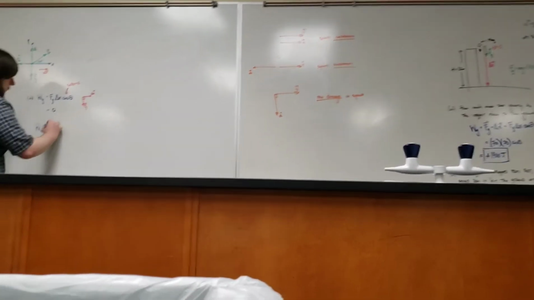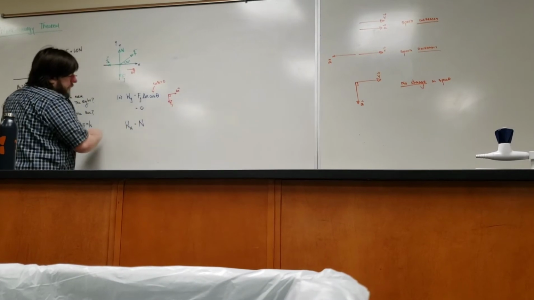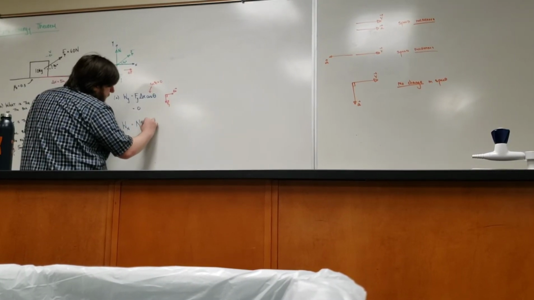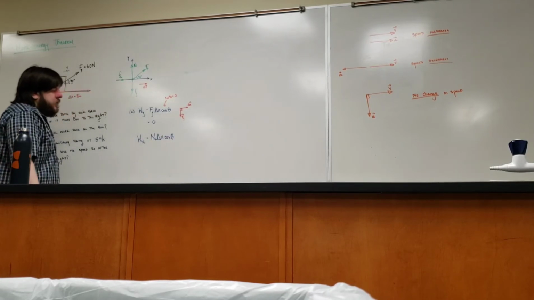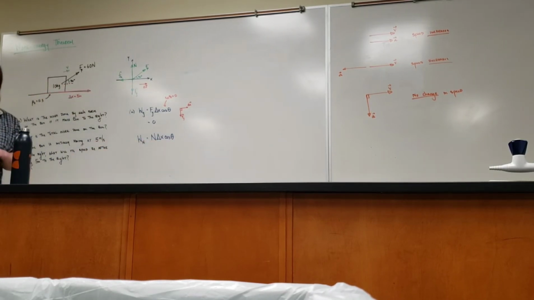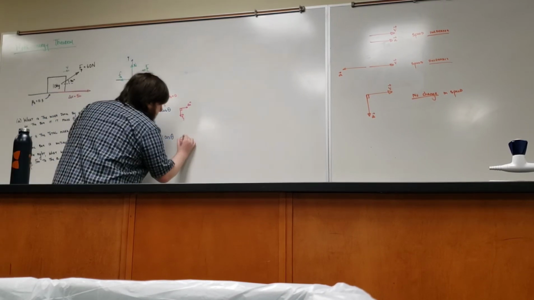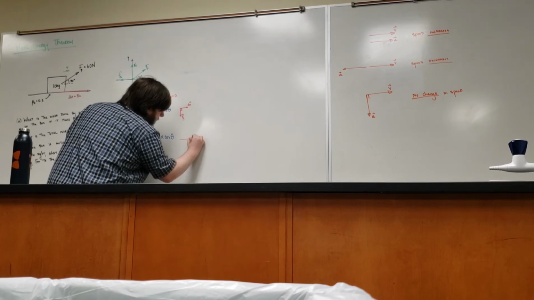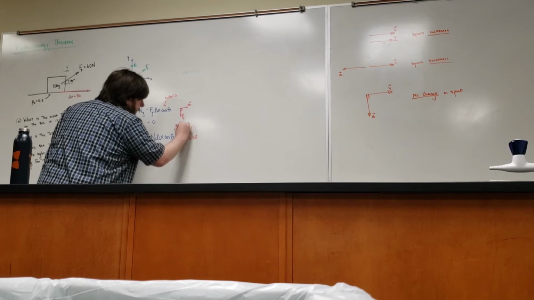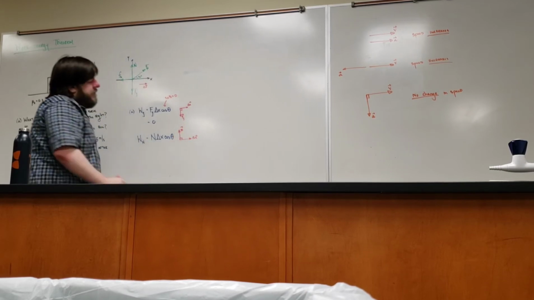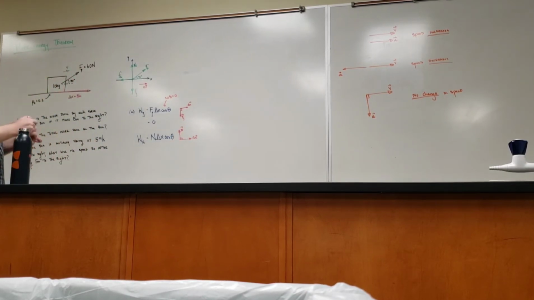It's going to be the magnitude of the normal force times the displacement times the cosine of the angle between the normal force and the displacement. What's the angle between the normal force and the displacement? 90, right? The displacement is to the right, and the normal force is up. That produces a 90-degree angle, so how much work does the normal force produce? 0.